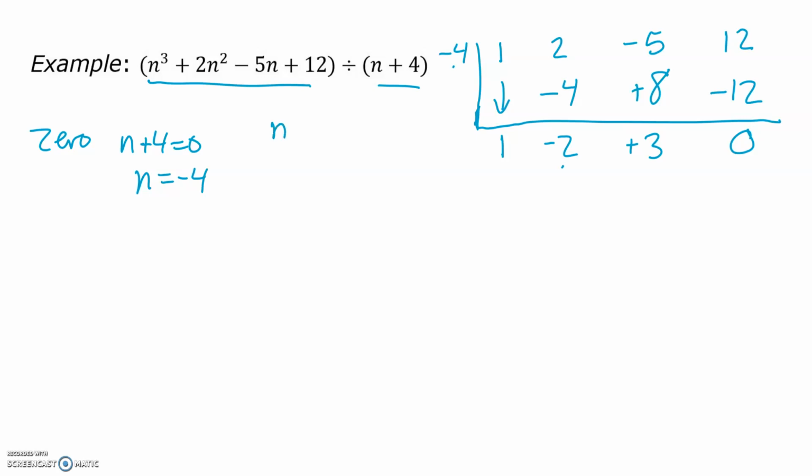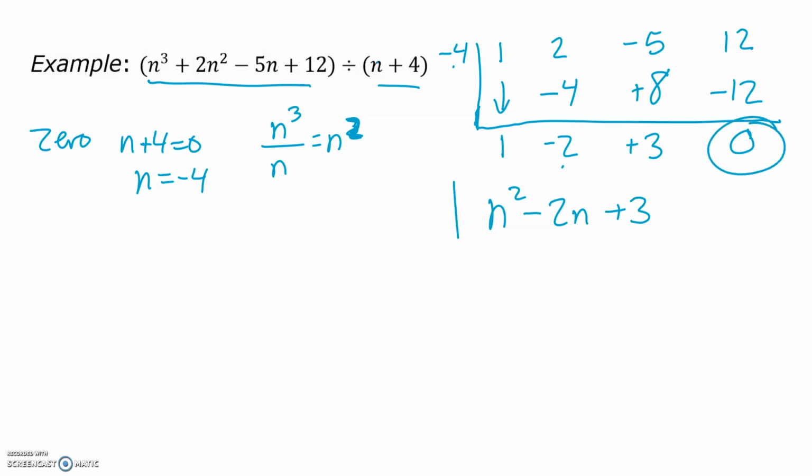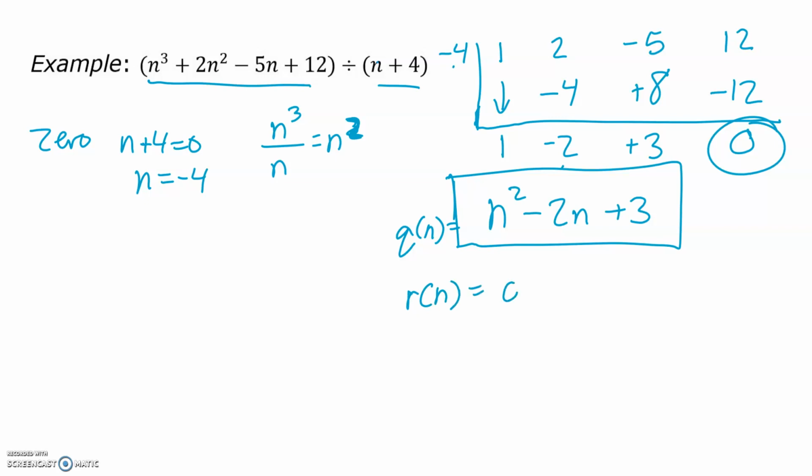Remember, we are working with n to the third to begin with, divided by n. Well, that's just going to give us n squared for our first term. So n squared, 1 would go in front, minus 2n plus 3. And because our remainder is 0, this is our final answer. So our quotient is just going to end up being q of n equals n squared minus 2n plus 3, and then our remainder, r of n, is just going to end up being 0 because there's no remainder on this one.